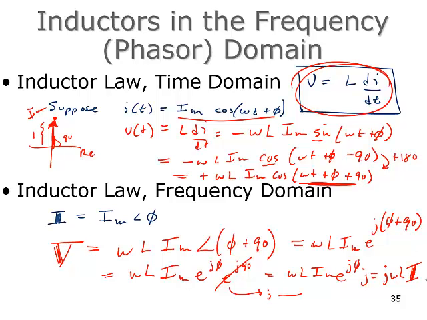That means if you give me a phasor current that the inductor is seeing, I can take that current, multiply it by j omega L, and tell you that the voltage is going to be 90 degrees out of phase. It's going to be actually 90 degrees ahead. It's actually plus 90 of the current. So the voltage is going to be leading.